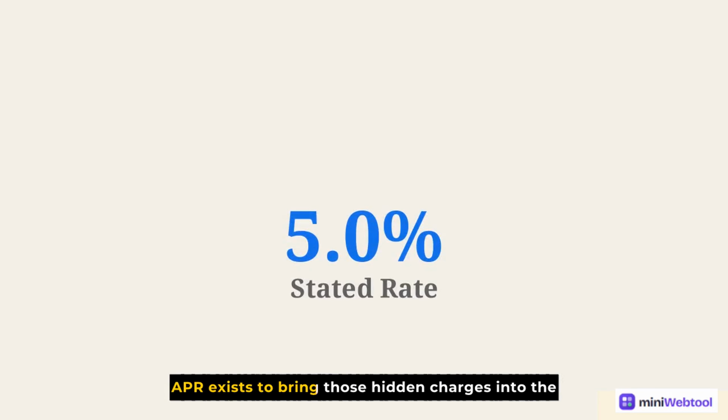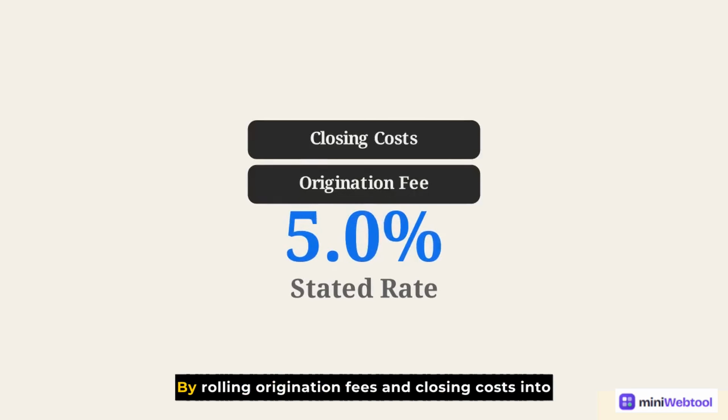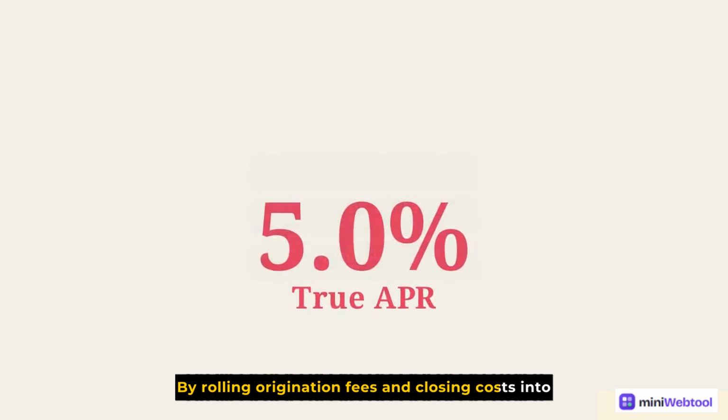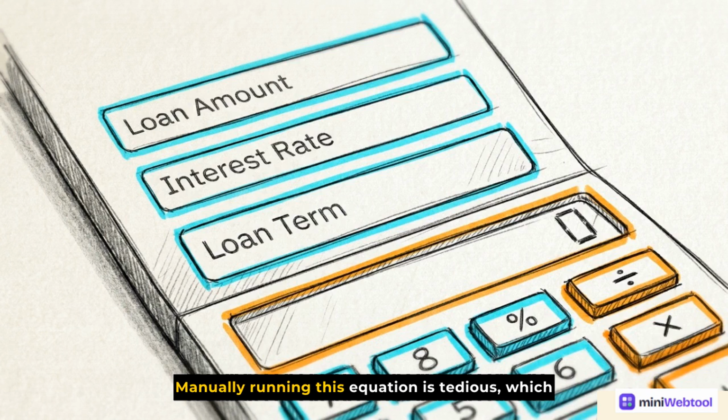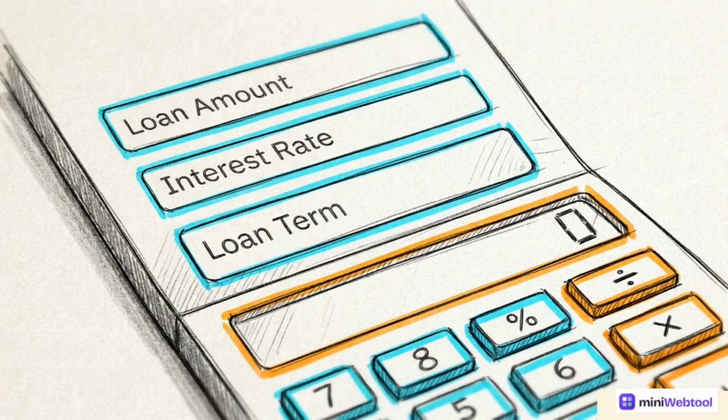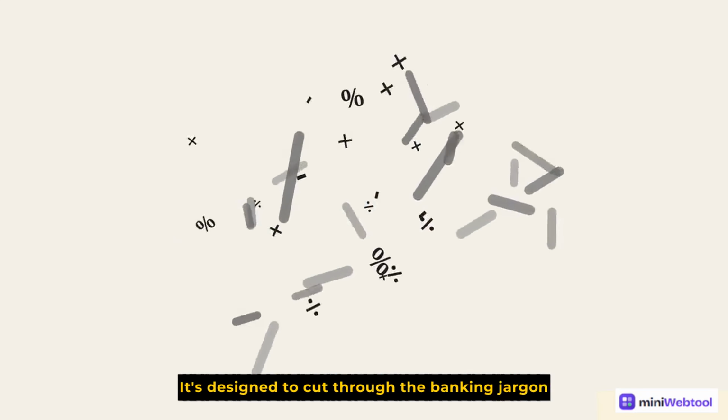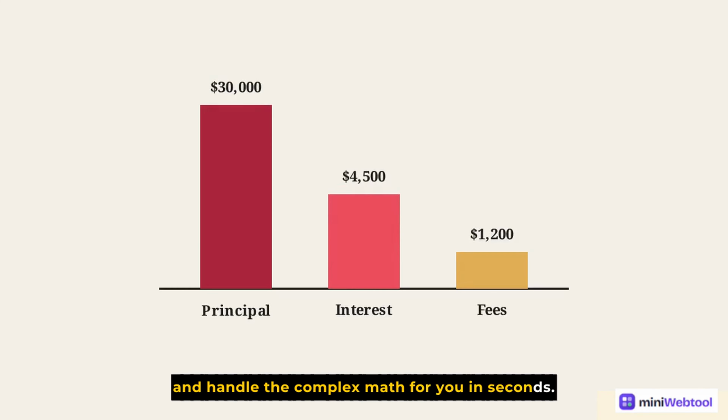APR exists to bring those hidden charges into the light. By rolling origination fees and closing costs into the rate, it calculates the true mathematical cost of borrowing your money over a year. Manually running this equation is tedious, which is where the MiniWebTool APR Calculator comes in. It's designed to cut through the banking jargon and handle the complex math for you in seconds.